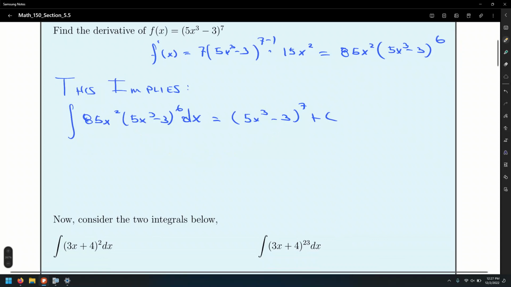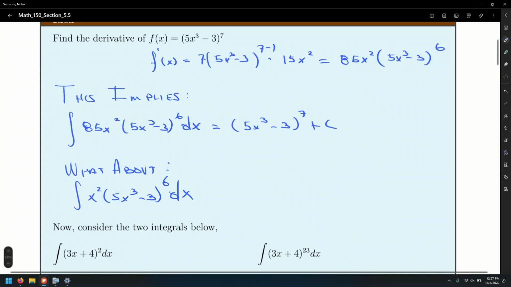Well, for example, what about the integral of simply x squared times (5x cubed minus 3) to the 6th power dx? Well, in this case, I cannot say that this is the same result, and that's because of the coefficient 85, right? So what about, for example, the integral of 3x squared times (5x cubed minus 3) to the 6th power dx? Well, the integral of this will take us back to this function, but the integral, when we have the 3 and not the 85, will take us back to a similar but slightly different function.